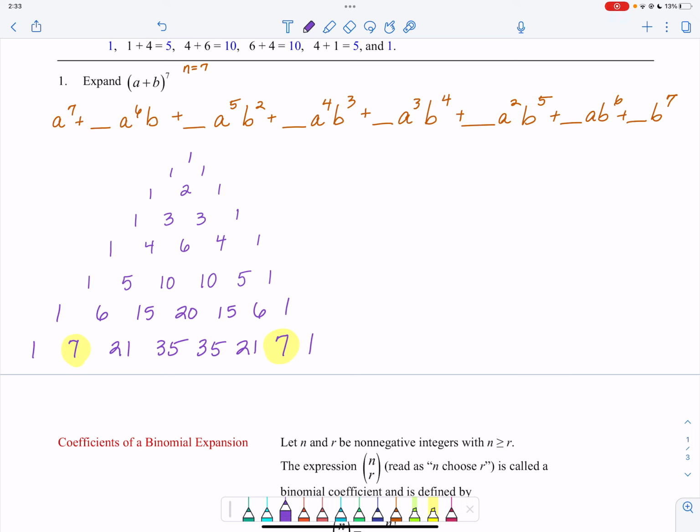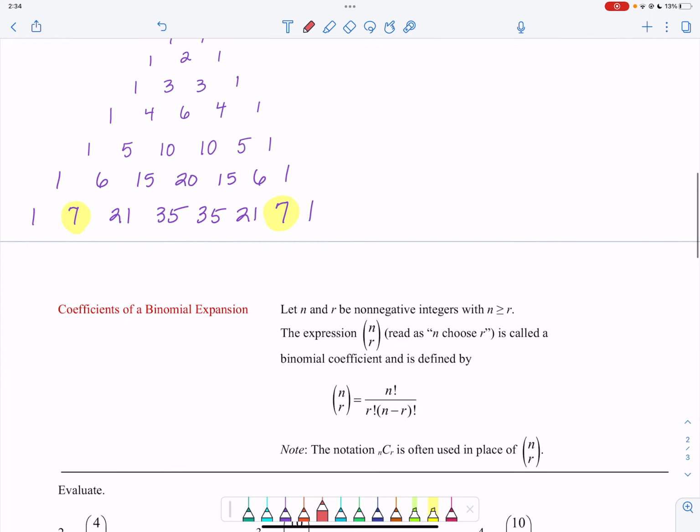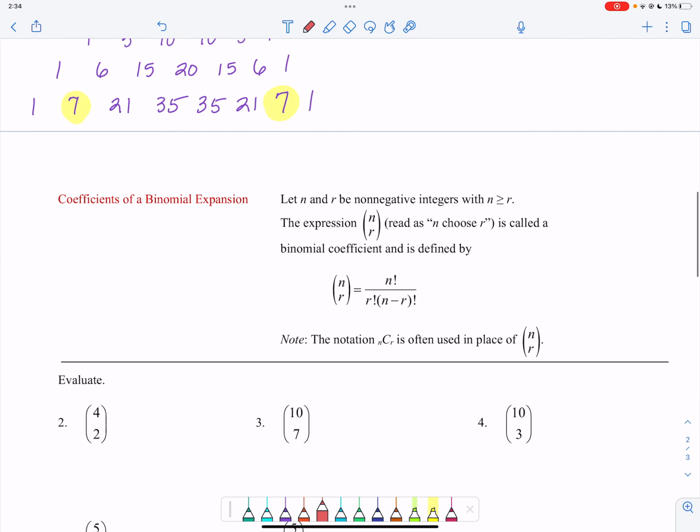So we can fill these in with a 7, 21, 35, 35, 21, 7, and a 1. And we will have a 1 here. And we knew this was going to be a 1, so I probably could have just put b to the 7th. Okay, so that expansion of a plus b to the nth power works really nice when we can create that triangle, Pascal's triangle.